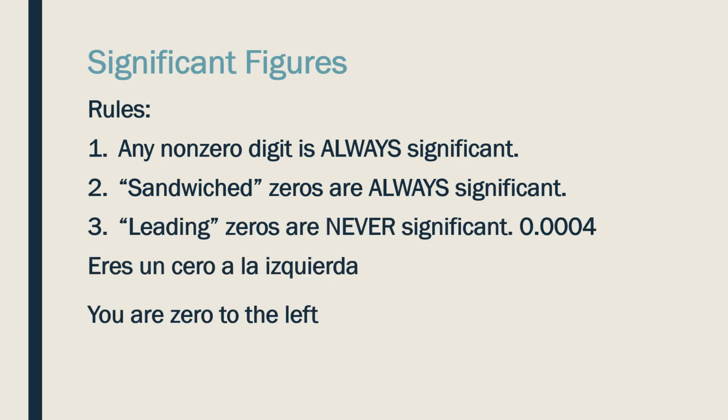Leading zeros are never significant. Leading zeros aren't, because you can just as easily represent this number as 4 times 10 to the minus 4. And those zeros are just letting you know you have to move those decimal places, just like this 10 to the minus 4 is telling you the same thing. So leading zeros are never significant. And in Puerto Rico, there's a saying that basically says you are a zero to the left. It's an insult to mean that you're useless or insignificant.